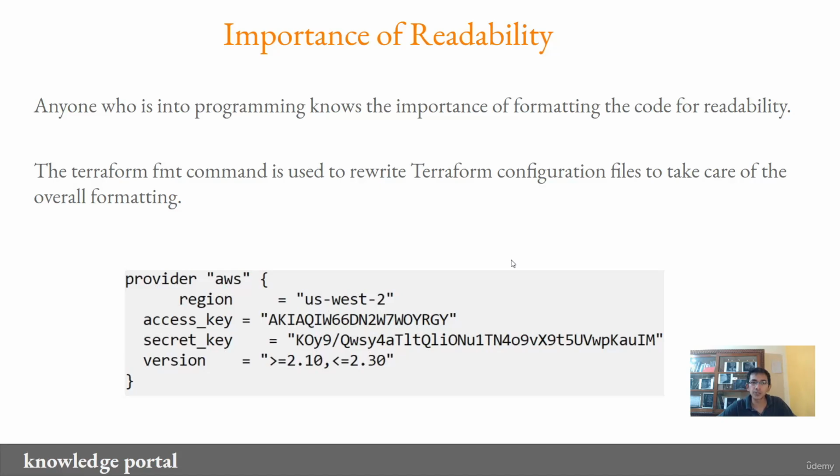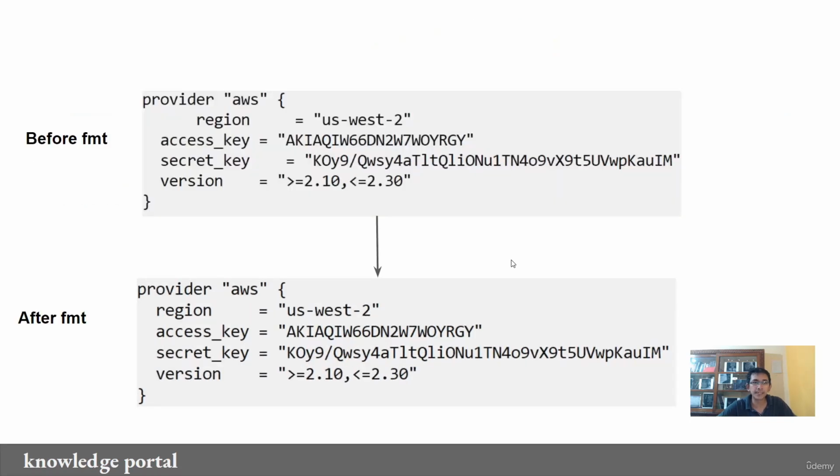What Terraform allows us to do, with the help of the terraform fmt command, is rewrite the Terraform configuration file to take care of the overall formatting of your Terraform code. This can be better explained with this screenshot, where you have the code before fmt, and after you do a terraform fmt, if you look at the overall indentation, it is much better and much easier to read. This is what terraform fmt allows you to do. Now let me quickly show you a demo so that this can be better explained.